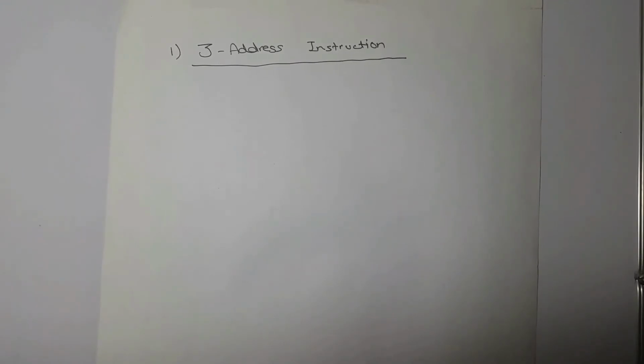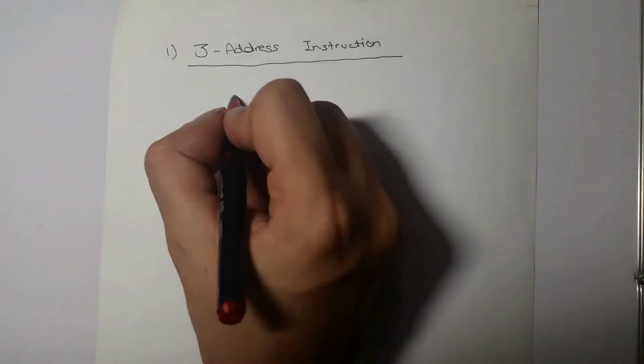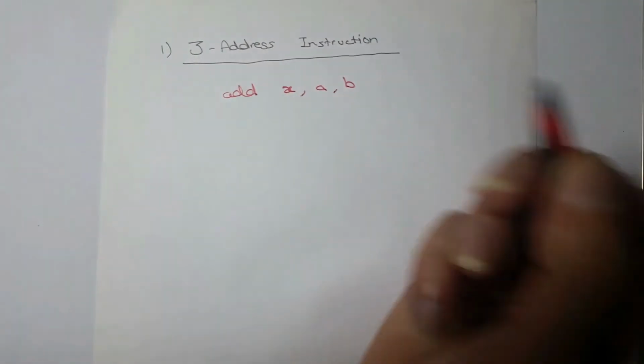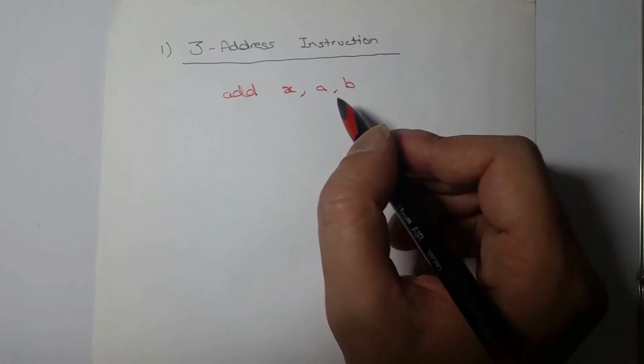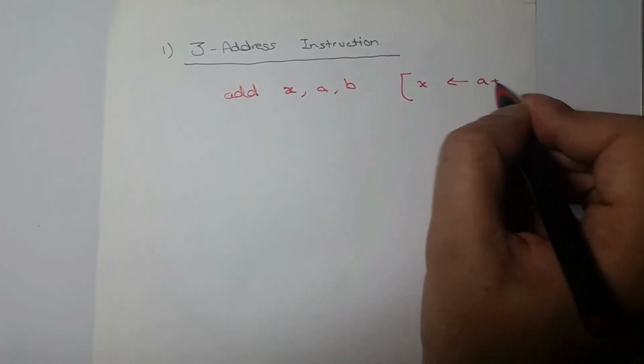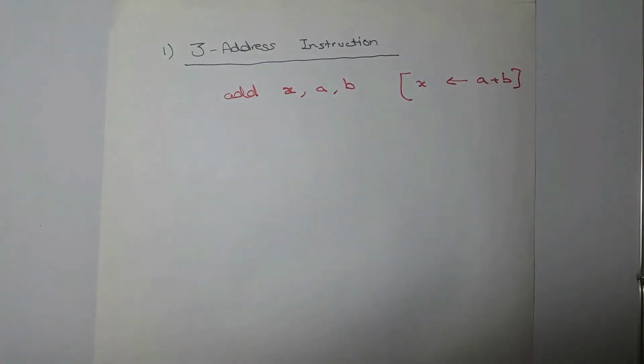So in three address instructions, that would be written as add x a b, where we are assuming we have to store the result of a plus b in x. This would be the same as storing in x the result of a plus b.